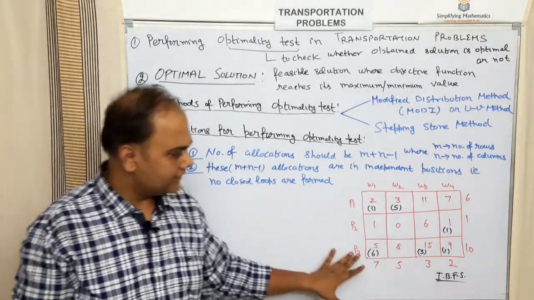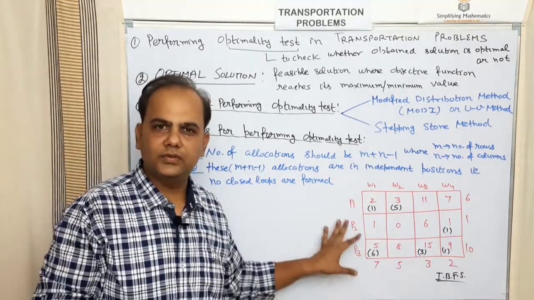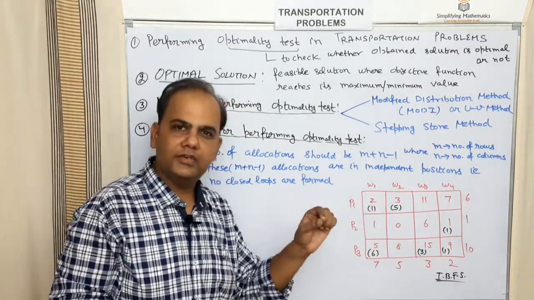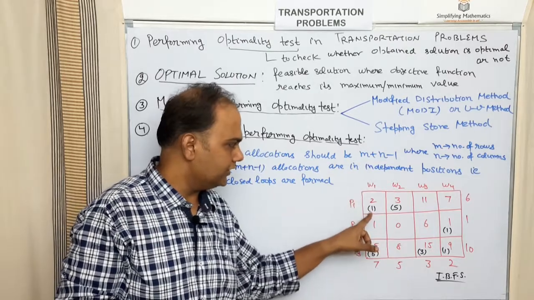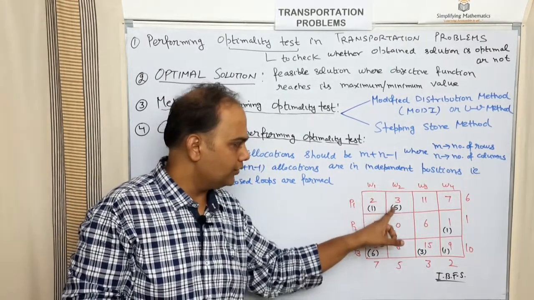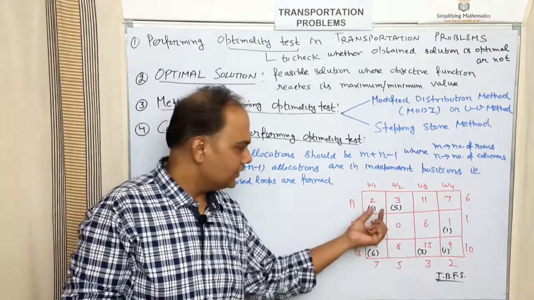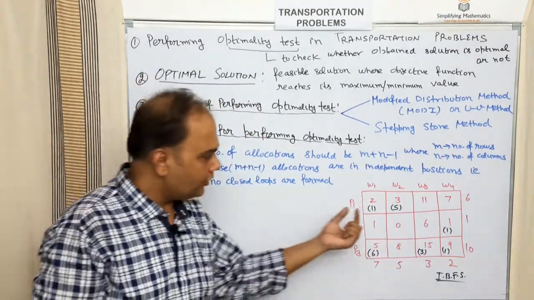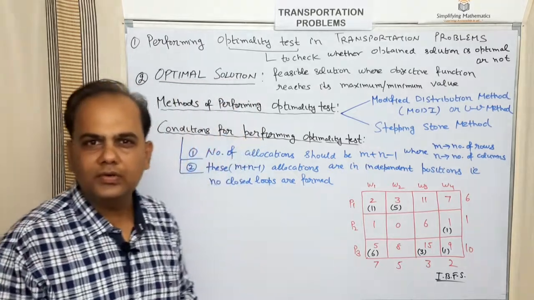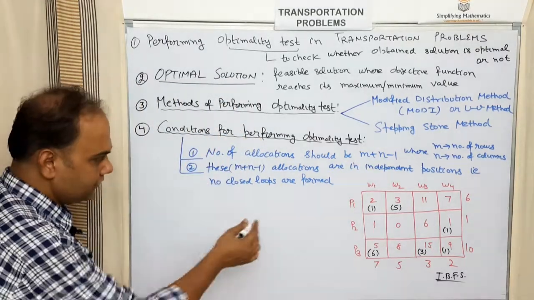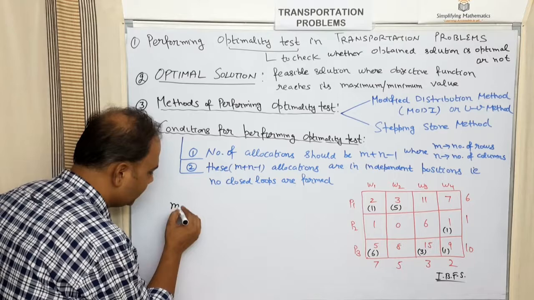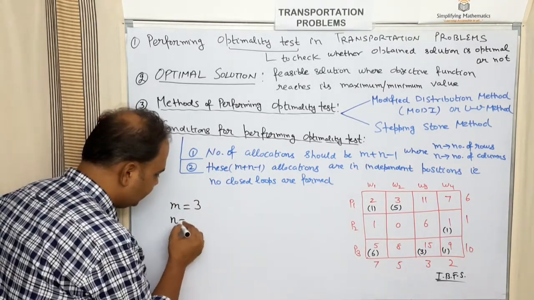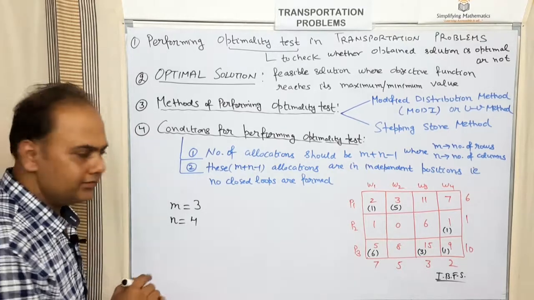Now take for example, this is the initial basic feasible solution to this transportation problem, where we have found the number of units which should be transported from P1 to W1 is 1, P1 to W2 is 5, and so on. So these units are called the allocations. So the number of these allocations should be equal to m plus n minus 1. For example, in this problem, m is what? The number of rows, so that is 3, and n is what? The number of columns, that is 4.